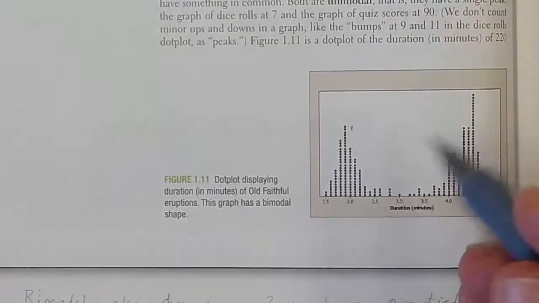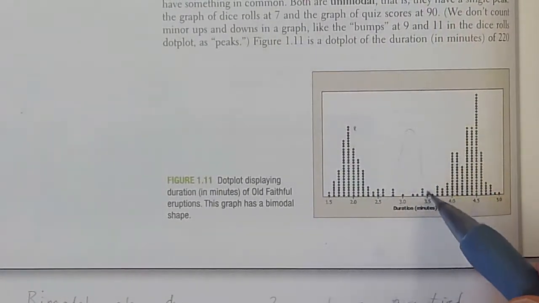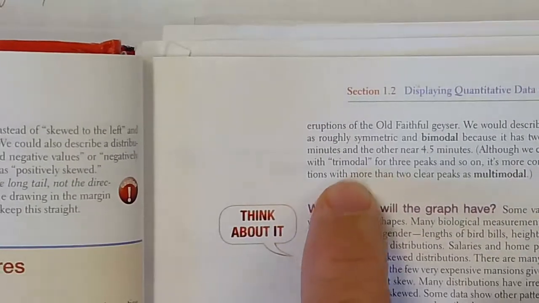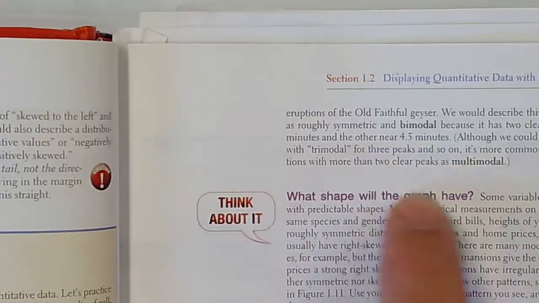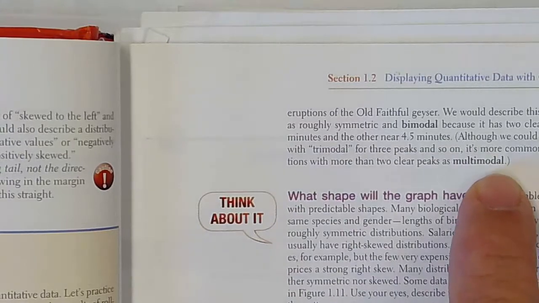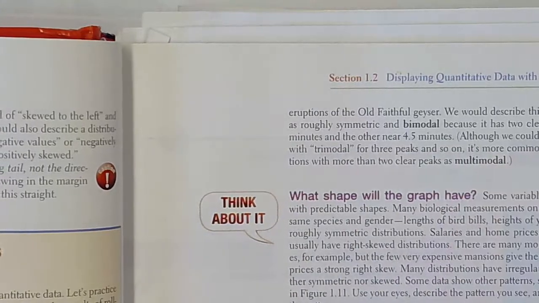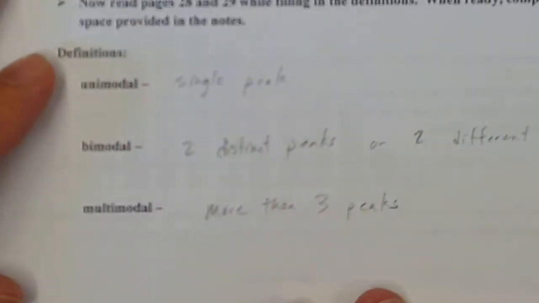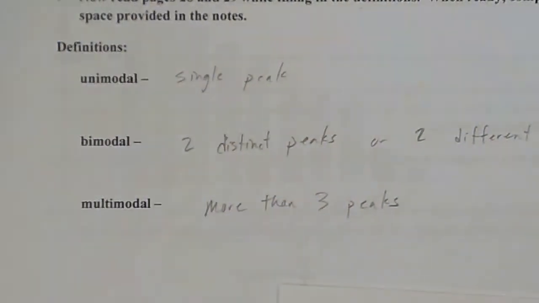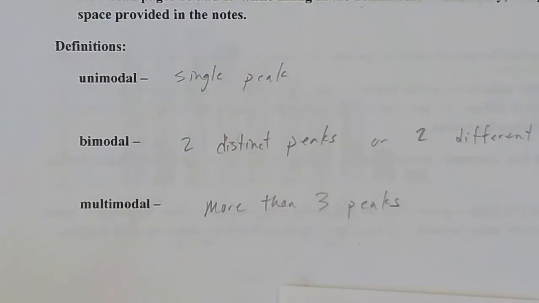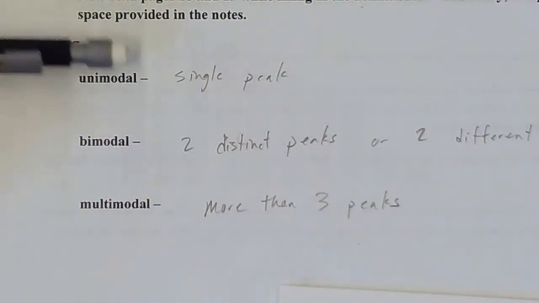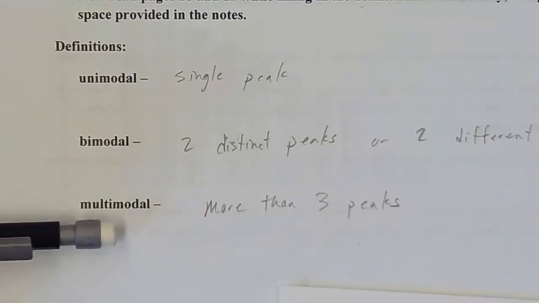And then if there's a third cluster, maybe in the middle here, they could call it trimodal, but it's just not common. At that point, we're just going to call it multimodal. They're pretty rare. We don't see distributions like that very often, but that's how we handle that. Any other questions on that? So bimodal, two distinct peaks or two different clusters, unimodal, single peak, multimodal, more than 3 peaks.